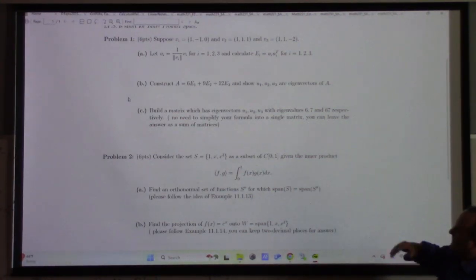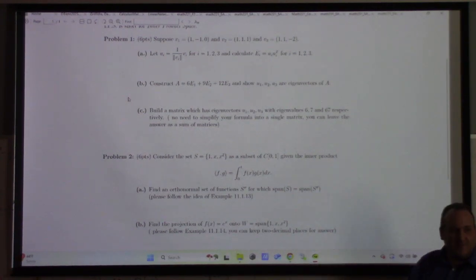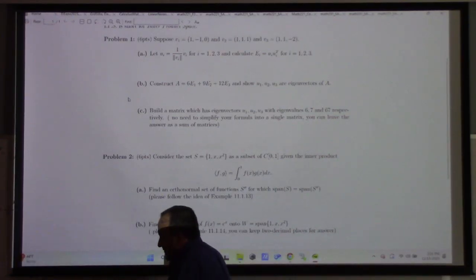But then for part C, I want you to build a matrix which has eigenvalues 6, 7, and 67. Okay. And I hope that it's somewhat clear how you would do that, given our discussion at the start of today. If I say much more, I'll solve the problem, so I don't want to do that.